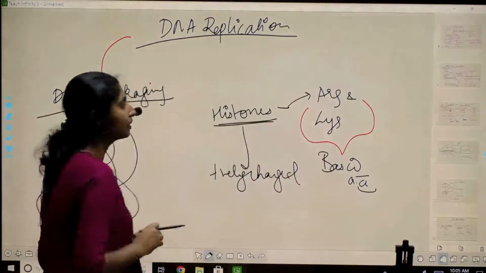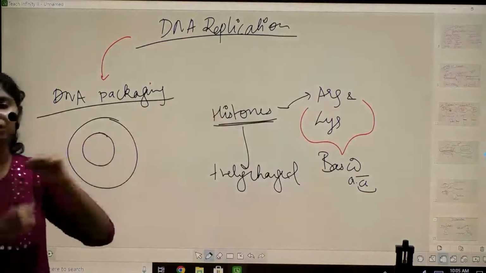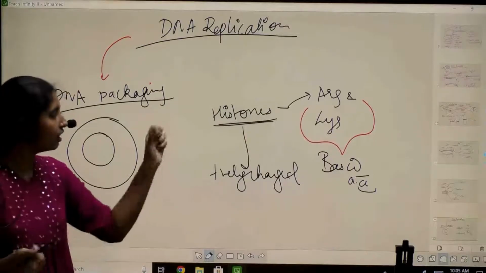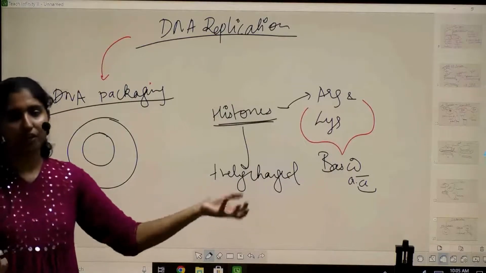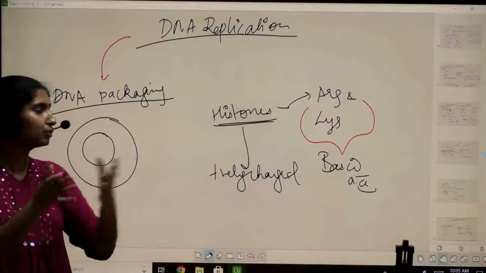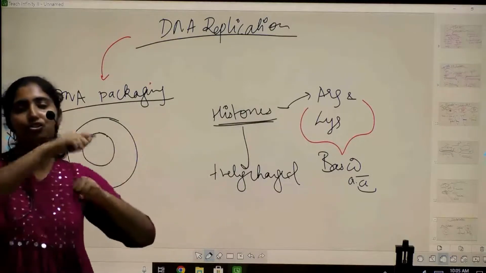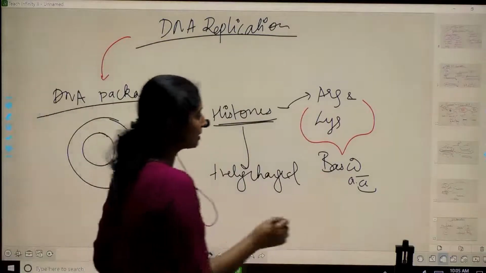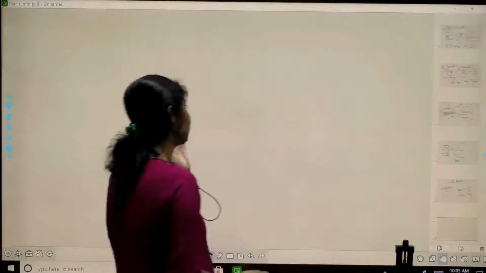So that might give you a clue as to how histones are packaging DNA. DNA is negatively charged, whereas histones are positively charged, right? So they attract each other, due to which histones can easily package DNA. Okay. So let's see how histones are involved in packaging of DNA.